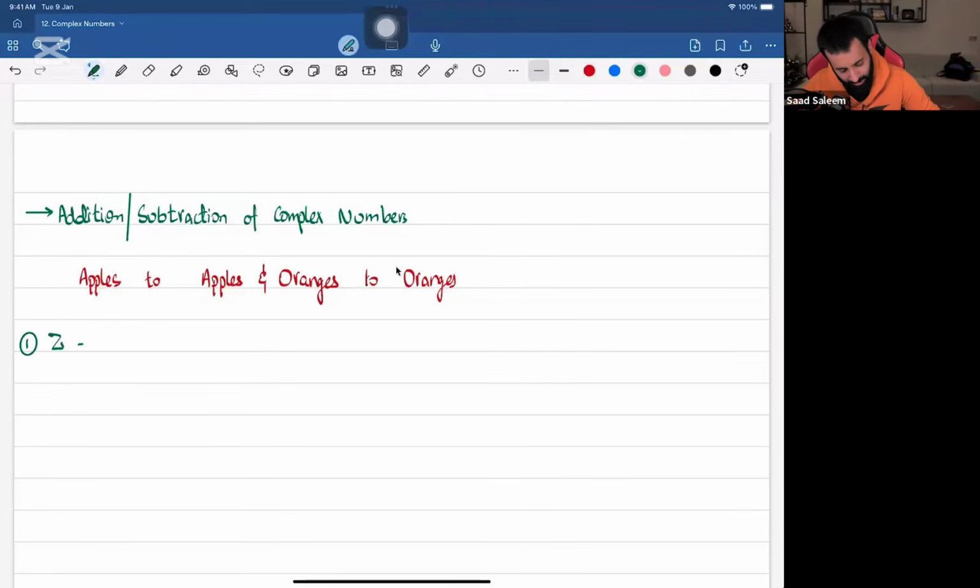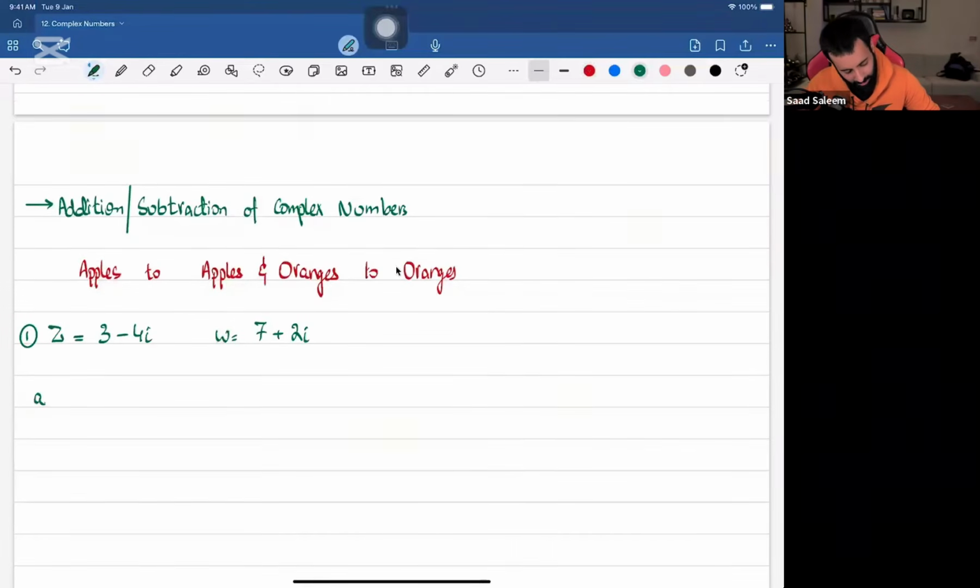Just some random numbers. Let's say you have Z, which is equal to 3 minus 4 iota, and W, 7 plus 2 iota. If in this part you want to do Z plus W, first let's write it down. That means 3 minus 4 iota plus 7 plus 2 iota. So 3 plus 7, remember apples to apples, is equal to 10, and oranges to oranges, minus 4 iota and 2 iota will be added together. So that's equal to minus 2 iota.